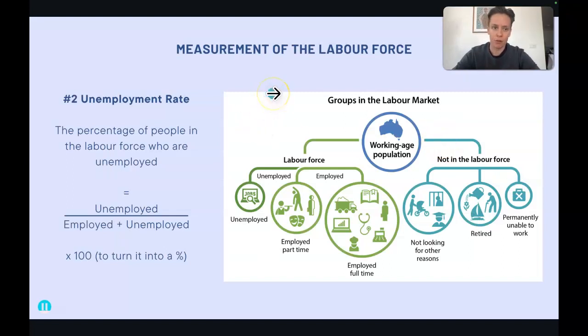Okay, number two is the unemployment rate. Now, this is the one we're going to be speaking to the most because we're looking at full employment and the definition literally speaks to the unemployment rate.